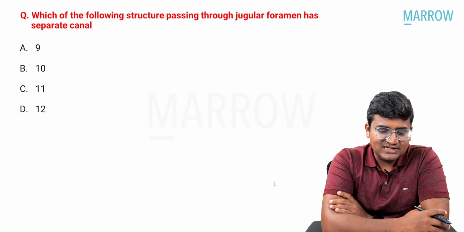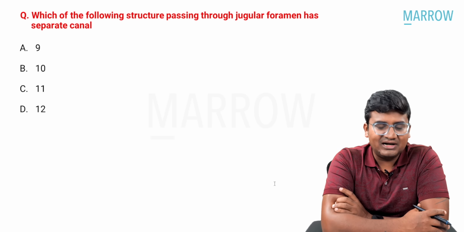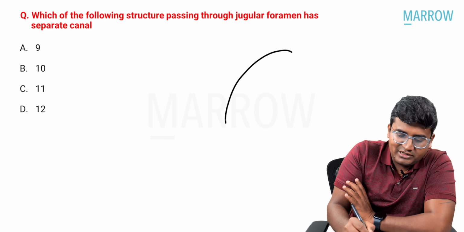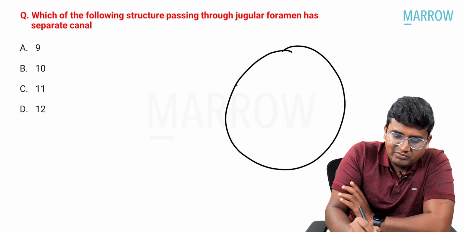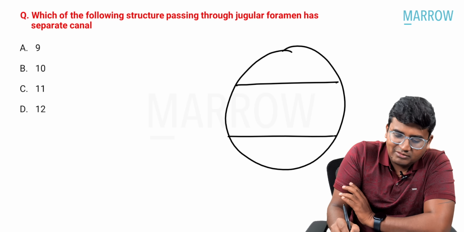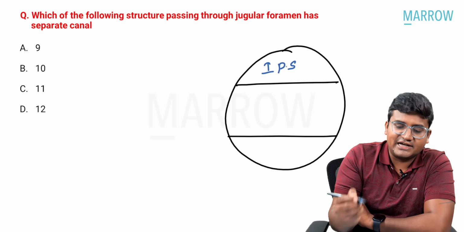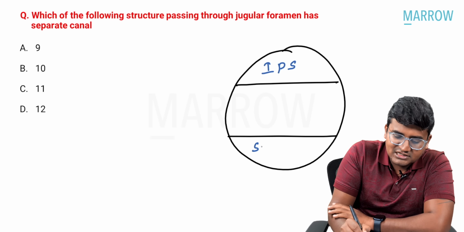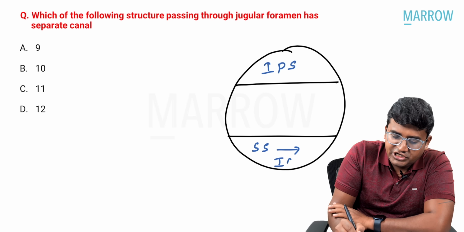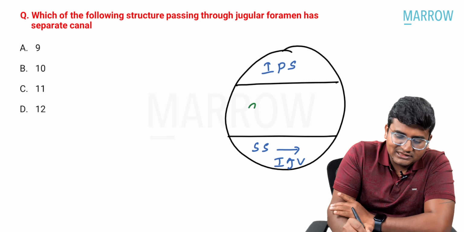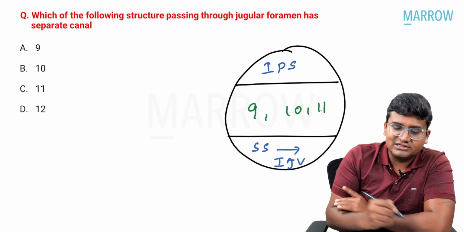Now, which of the following structures passing through jugular foramen has a separate canal? Now, this is our jugular foramen. We are dividing the jugular foramen into three compartments. In the anterior compartment, inferior petrosal sinus. In the posterior compartment, sigmoid sinus, which in turn continues as internal jugular vein. In the intermediate compartment, 9th nerve, 10th nerve and the 11th nerve.